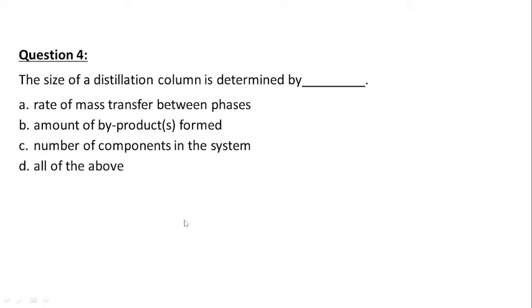So next question: the size of a distillation column is determined by the rate of mass transfer between phases. Can someone please tell the answer for this? Number of components. No. Then all of the above. No, not all of the above. It's the rate of mass transfer between phases.